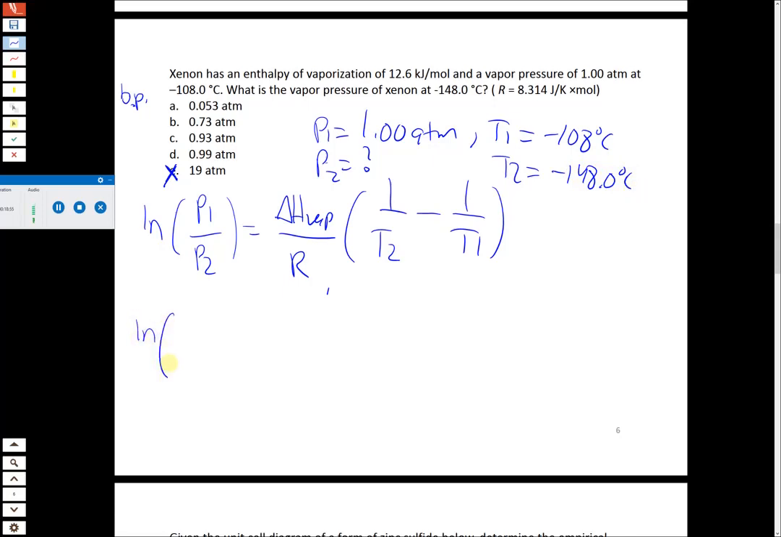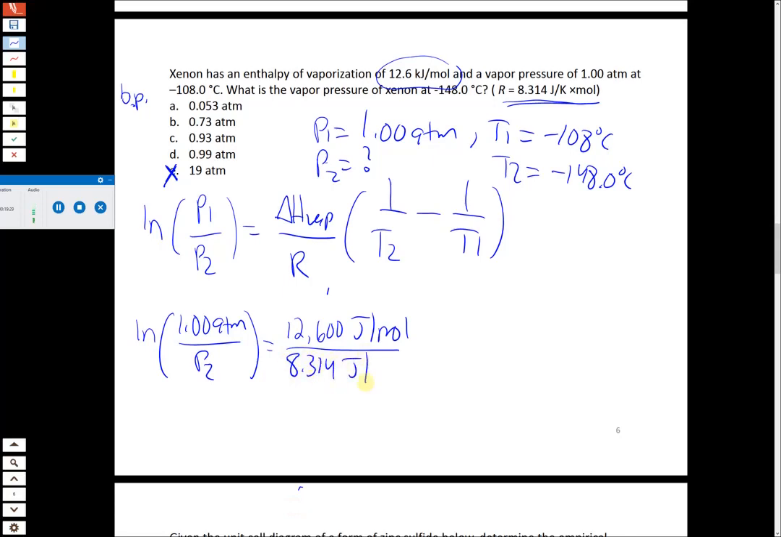The natural log of 1 atmosphere is our P1, divided by our unknown P2. I'll just leave it as P2, don't need to change the name of the variable. Delta H of vaporization. So enthalpy of vaporization is 12.6 kilojoules per mole. R, which is given here and also on your periodic table, is 8.314 joules per kelvin mole. So we do need to convert vaporization enthalpy to joules. So that's going to be 12,600 joules per mole, divided by R, which is a constant 8.314 joules per kelvin mole.